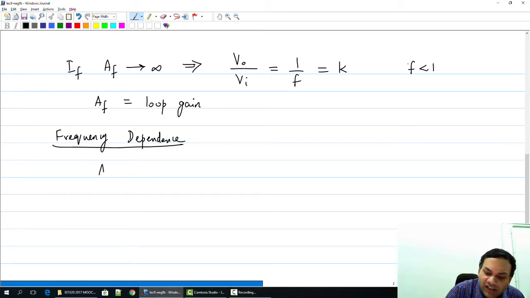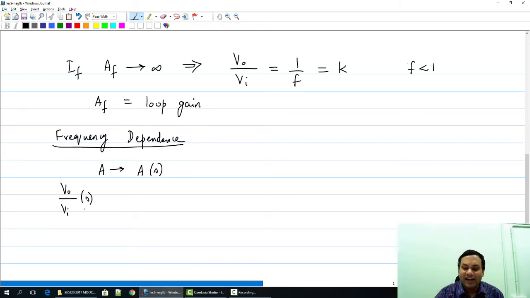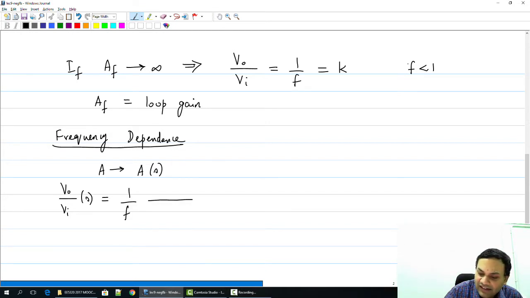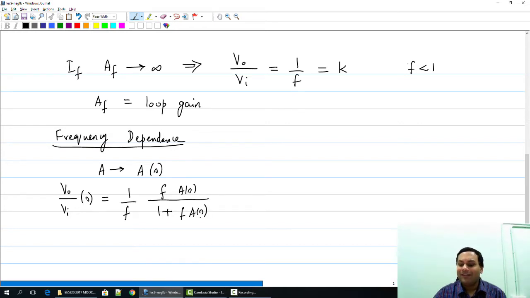Now, what we mean is the forward block is no longer A, but some A of S in the Laplace domain. If that happens, then VO by VI of S is what we are trying to derive, and that is clearly 1 over F times A of S by 1 plus F times A of S.